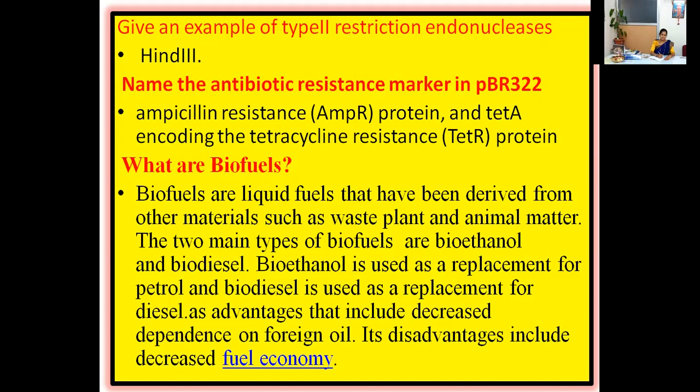What are biofuels? Biofuels are liquid fuels that have been derived from other materials such as waste, plant and animal matter. The two main types of biofuels are bioethanol and biodiesel. Bioethanol is used as a replacement for petrol and biodiesel is used as a replacement for diesel. Advantages include decreased dependence on foreign oils. Disadvantages include decreased fuel economy.